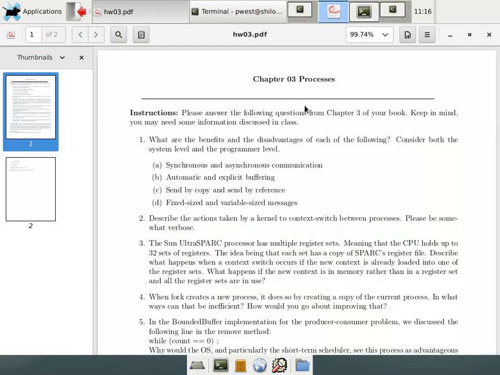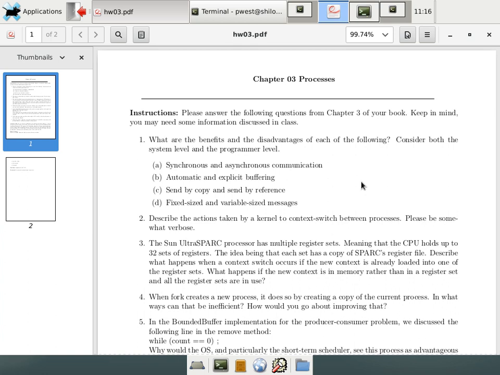All right, real quickly, your homework, which you should have enough information to at least get started on. We did not go over all of this, not necessarily because I didn't finish the slides, but because the book covers some of this in more detail. Make sure you go in and read your book. Some of these answers can be pulled straight from there. Yeah, so benefits and disadvantages of each of the following.